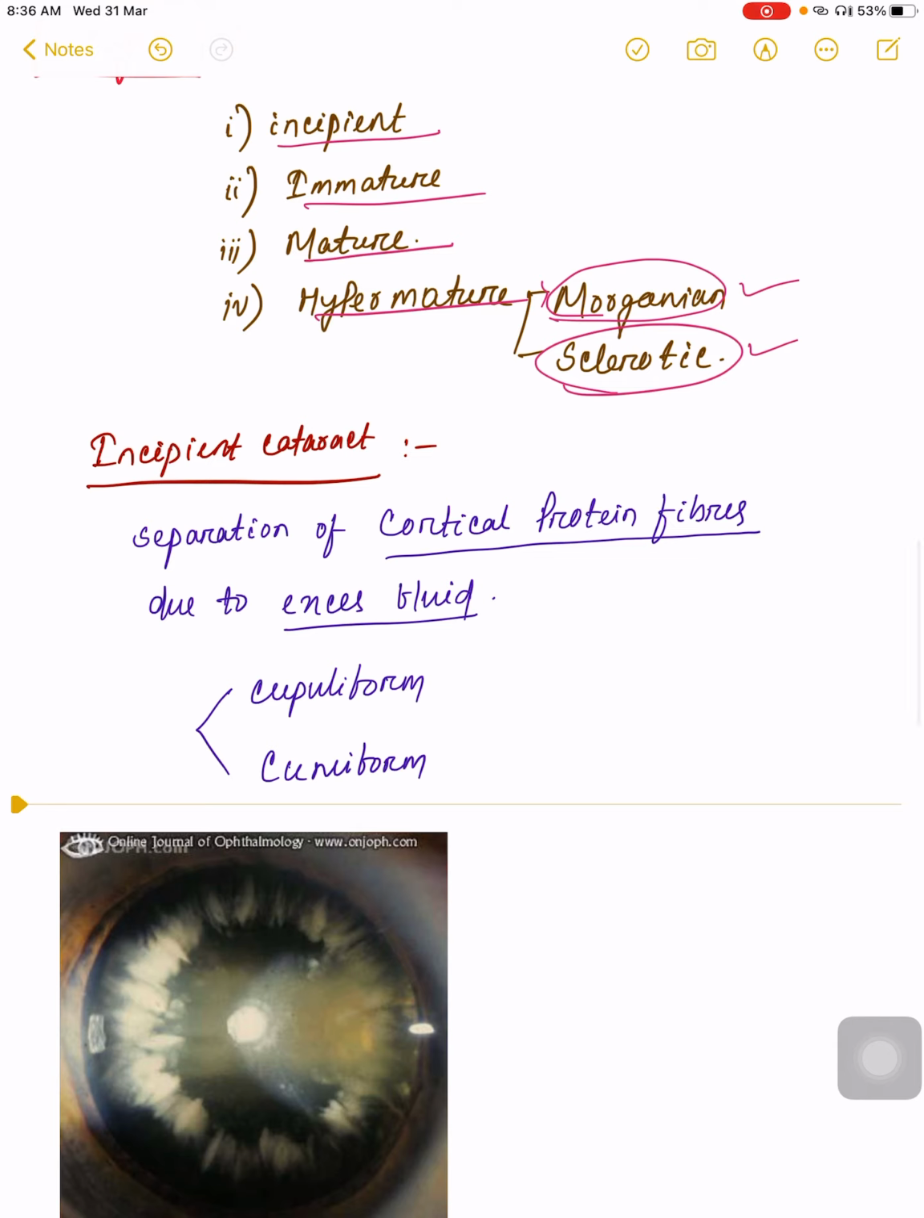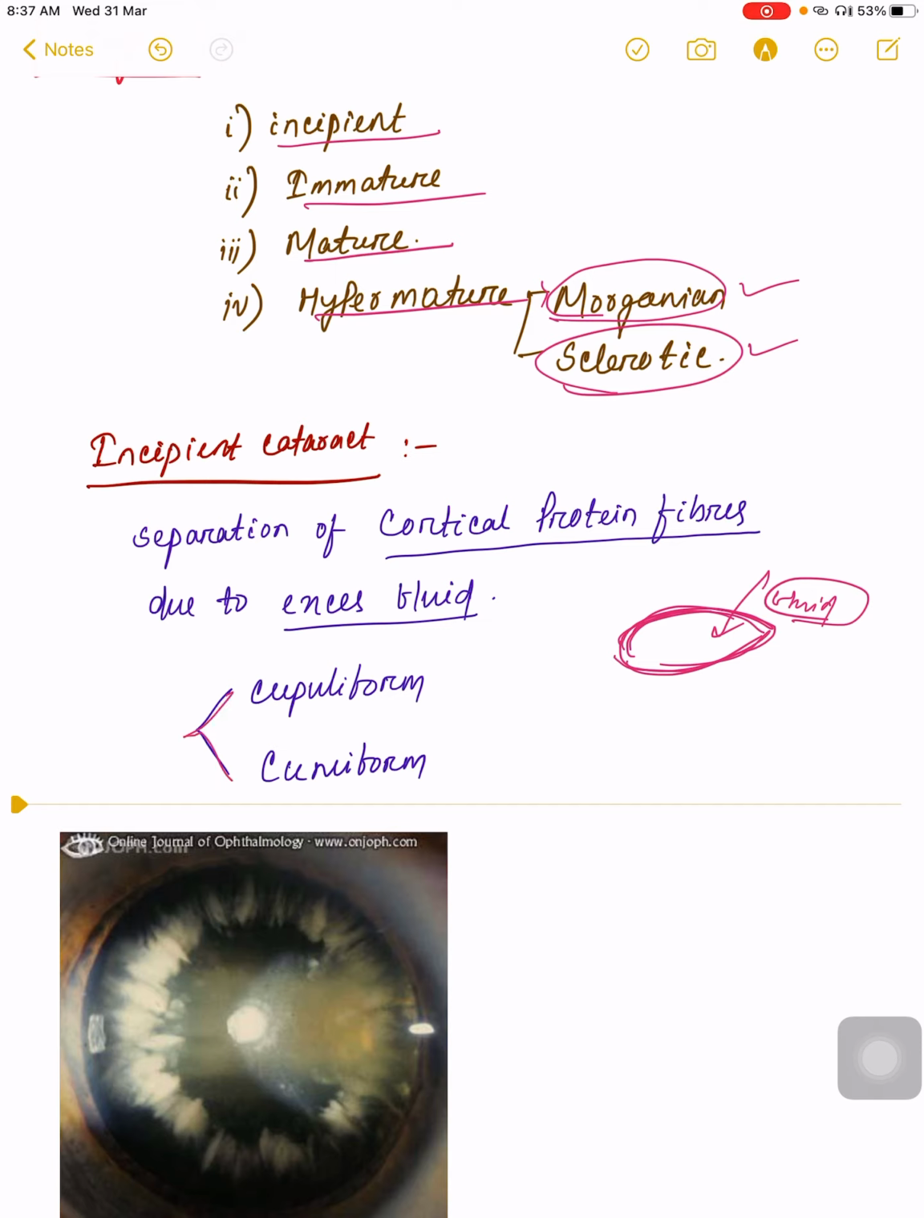First of all is incipient cataract. In incipient cataract, what happens? First the cortex of the lens will be affected. This is the lens, anterior cortex and posterior cortex. This cortex part is affected first. First the denaturation of protein in the cortex region will occur, due to excess intake of fluid.